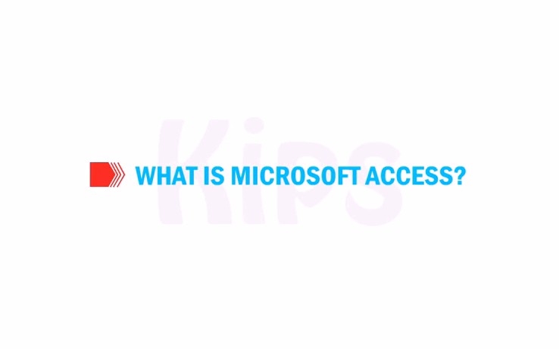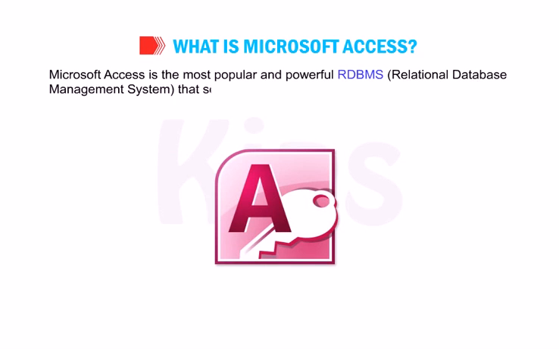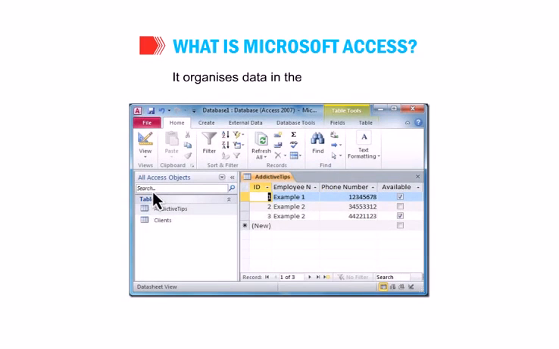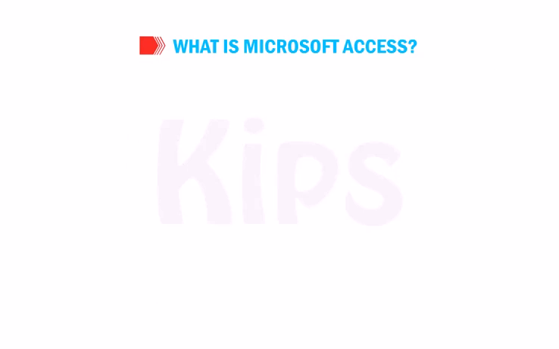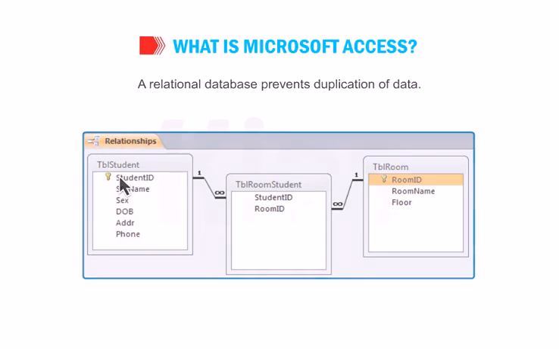Alright students, now we will learn what is Microsoft Access. Microsoft Access is the most popular and powerful RDBMS, Relational Database Management System, that serves as an integral part of the Microsoft Office suite of applications. It organizes data in the form of tables. It provides the facility to create relationship between these tables by using common fields. A relational database prevents duplication of data.